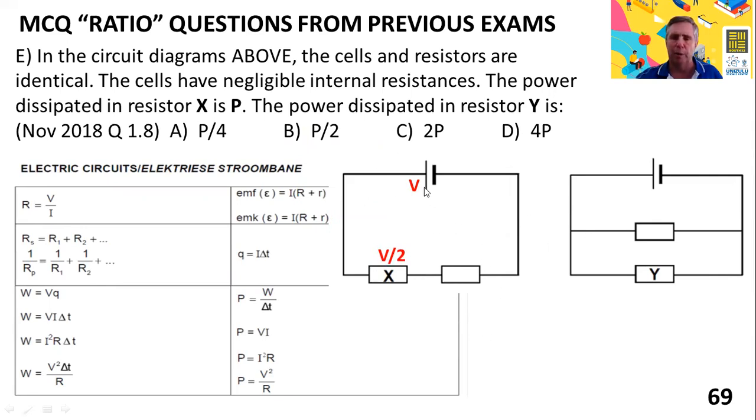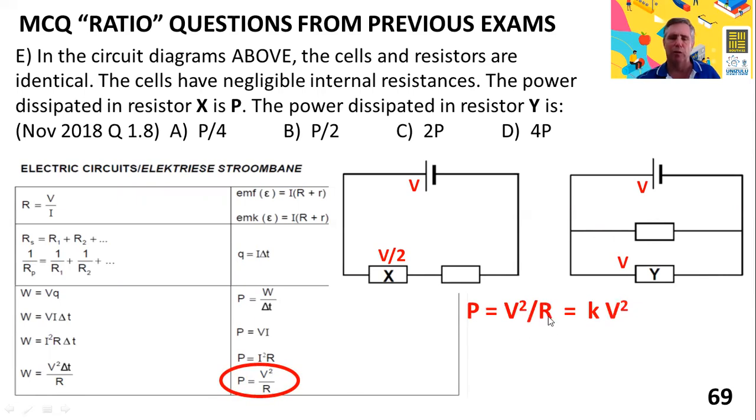So the voltage of the battery, V, is divided between the two resistors, each of which has a voltage of half V. In this case, it's not a voltage divider, so each resistor experiences the full battery voltage, V. Okay. So in this case, it's not R that's changing, it's V. Again, we're looking for a relationship between power and voltage, and we can use that one there.